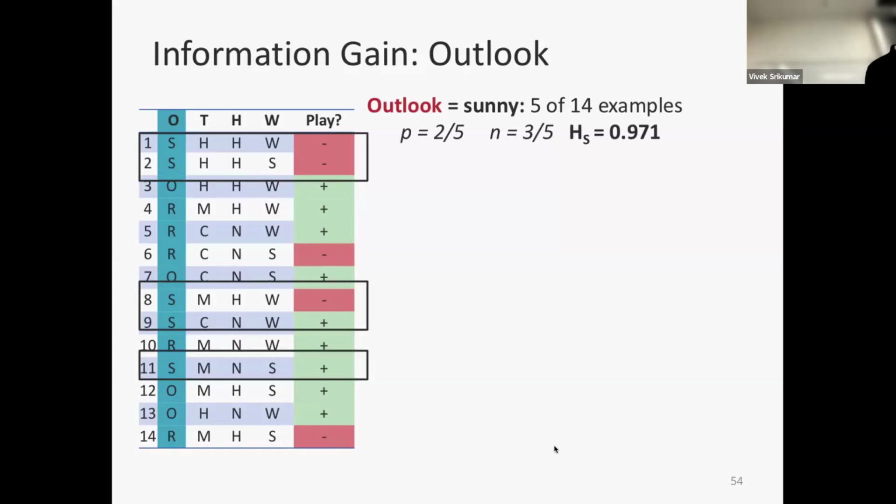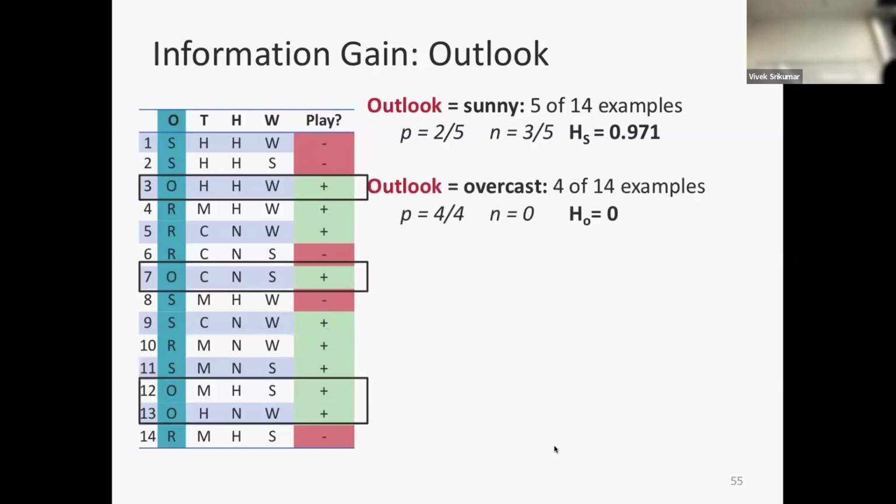Among those 5 examples, you have 3 minuses and 2 pluses. So you can ask, what's the entropy of this subset of the data? The entropy of this subset is simply the entropy of 2/5 and 3/5, which it turns out is 0.97. Once again, by itself, it's not interesting. It's just the same procedure. You calculate the entropy. You calculate the amount of disorder there is in this data. Now you go to the next value.